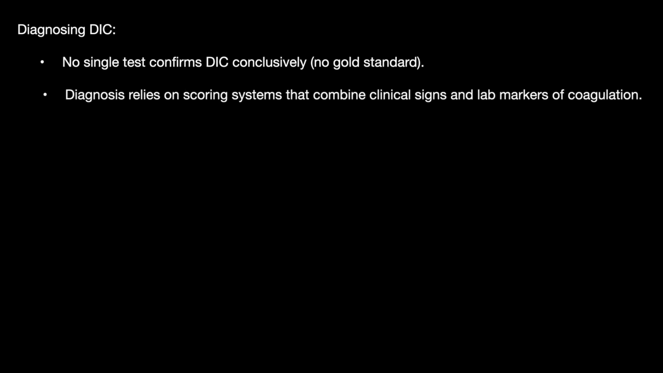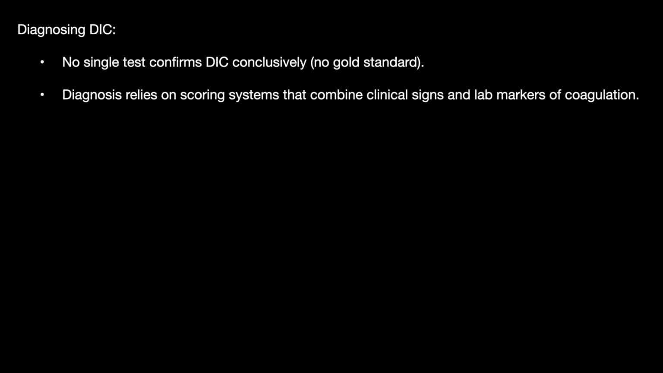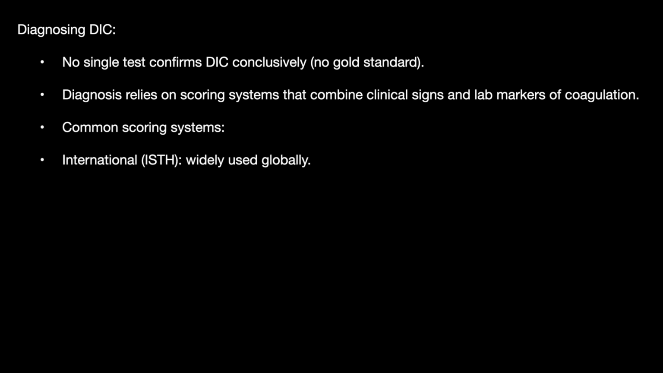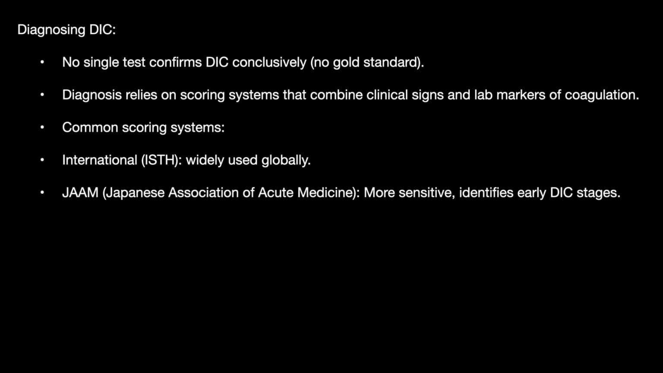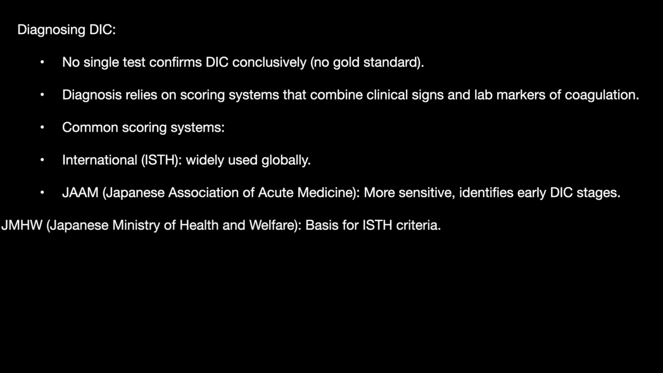Now, how do we diagnose DIC? This is not very easy, and there is no single test, and we really don't have any gold standards. Diagnosis essentially relies on various types of scoring systems where we combine clinical signs and lab markers for the coagulation. The most common scoring system that we use is the international one, that is ISTH. You have the Japanese one, which is the JAAM. It is more sensitive and identifies early DIC.